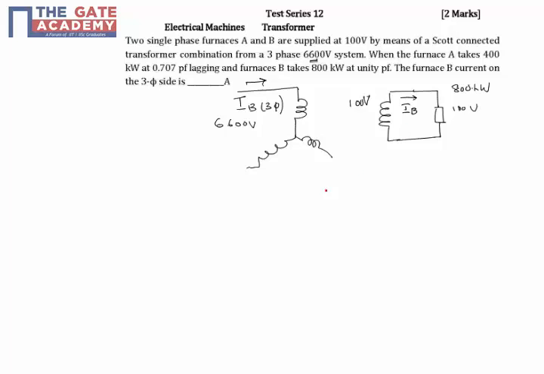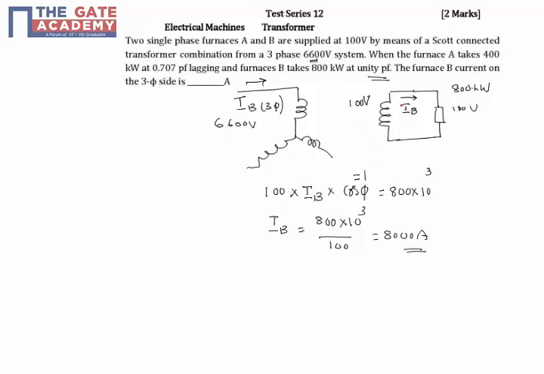So how to find out IB? IB is nothing but single phase: 100 into IB into cos phi is equal to 800 kilowatts. It is clearly mentioned it is a unity power factor, so its value is 1. So IB equals 800 kilowatts divided by 100, so this will be 8000 amperes.